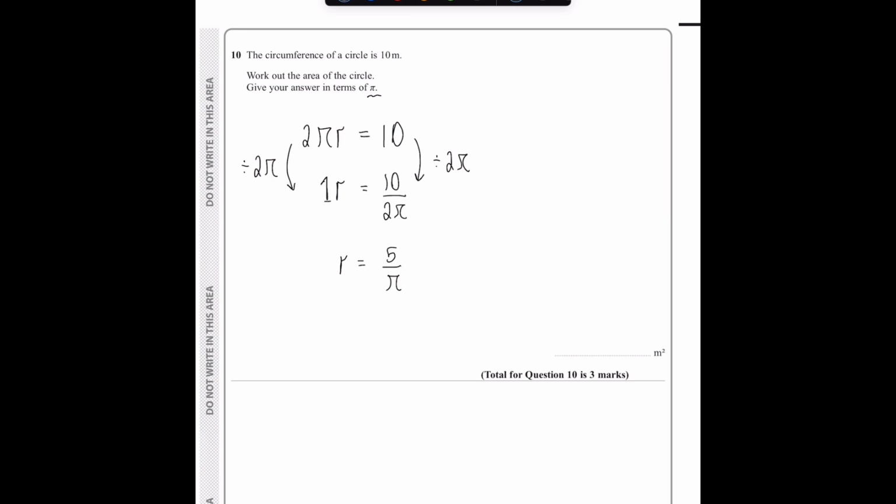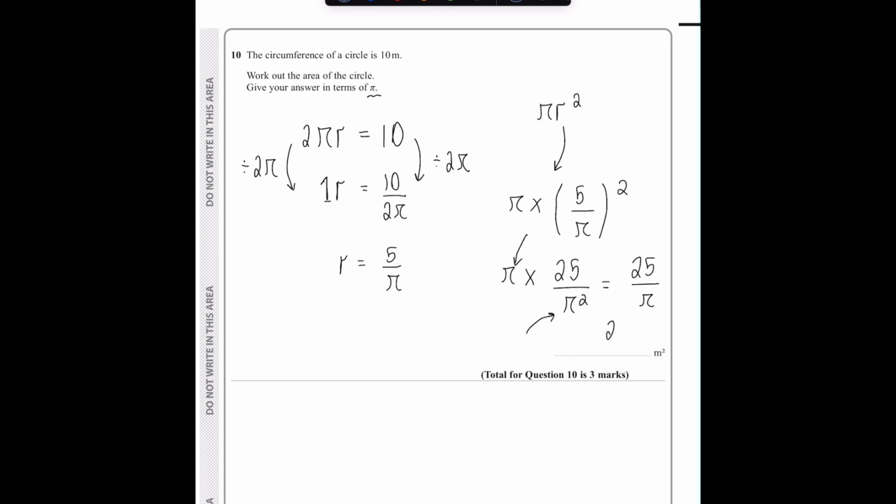From here, we know what the radius is, but then we also need to find out the area. The equation of the area is pi r squared, but we know what the radius is now. So we have pi, then we times it by the radius squared, which is 5 over pi squared. And that is equal to pi times by 25 over pi squared, and that simplifies to 25 over pi, since we have 2 lots of pi on the bottom and a pi on the top. So our final answer is 25 over pi meters squared.